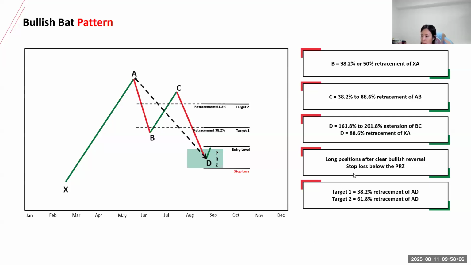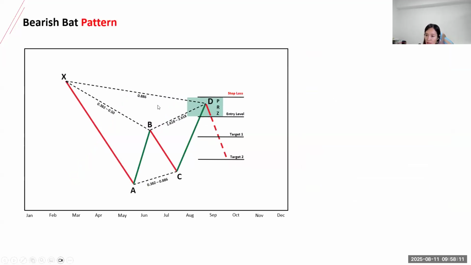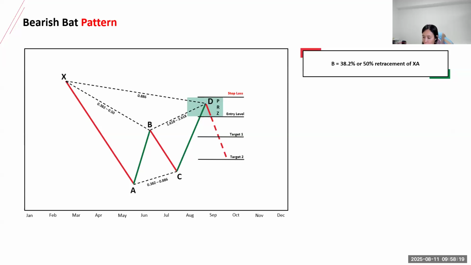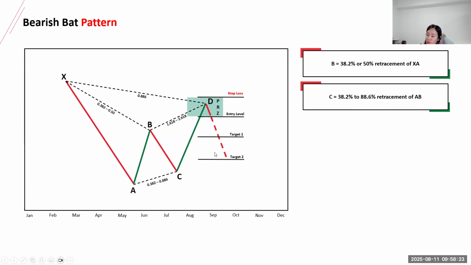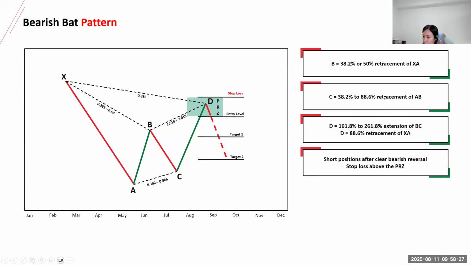Okay, I'll continue. Now it's the same for the bat pattern, just the opposite, the same one. I will go quite quick, so I have quite a few patterns to cover. B retraces anywhere between 38.2 to 50%. C can retrace anywhere between 38.2 to 88.6%.